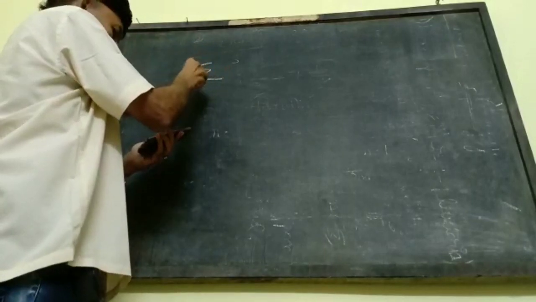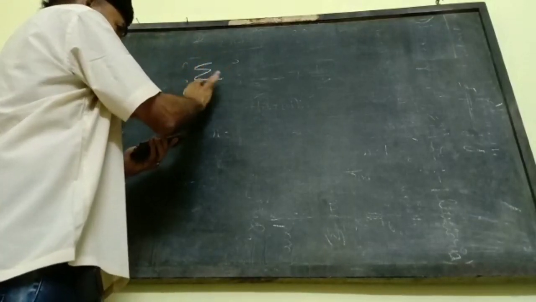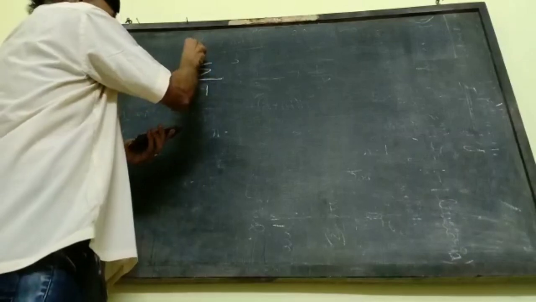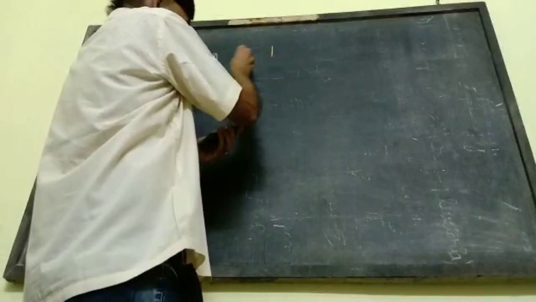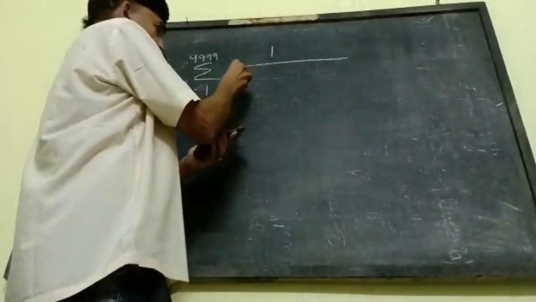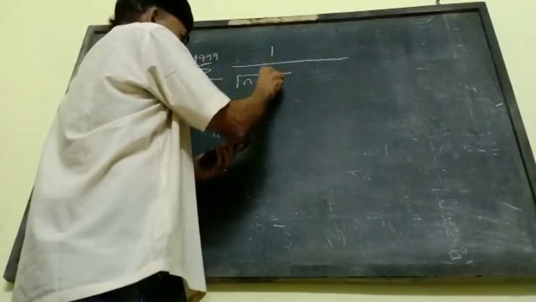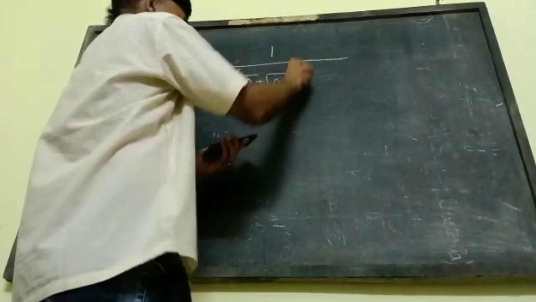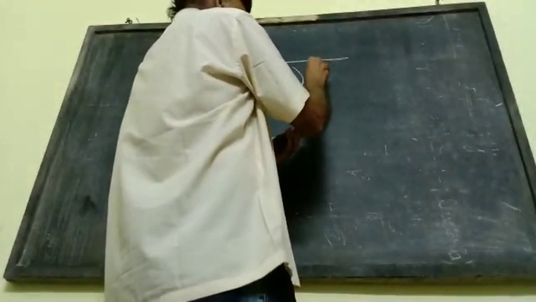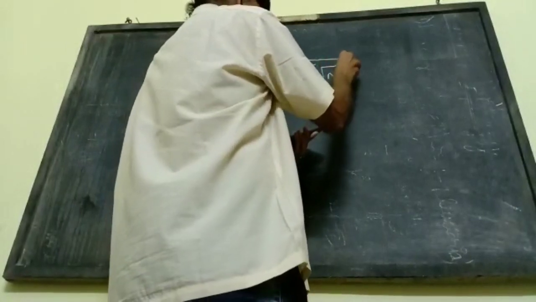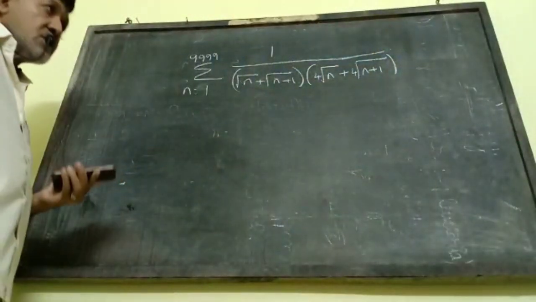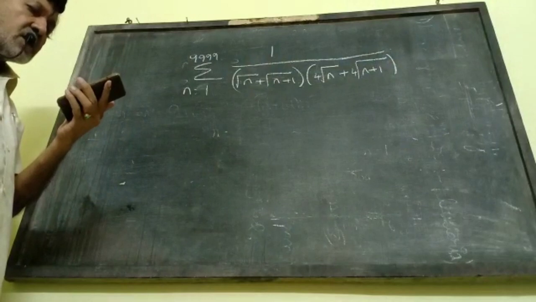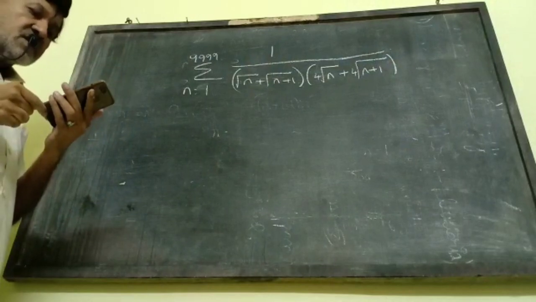Evaluate sigma n is equal to 1 to 9,999, 1 by (n plus 1)th root into 4th root n plus 4th root n plus 1. Evaluate this.